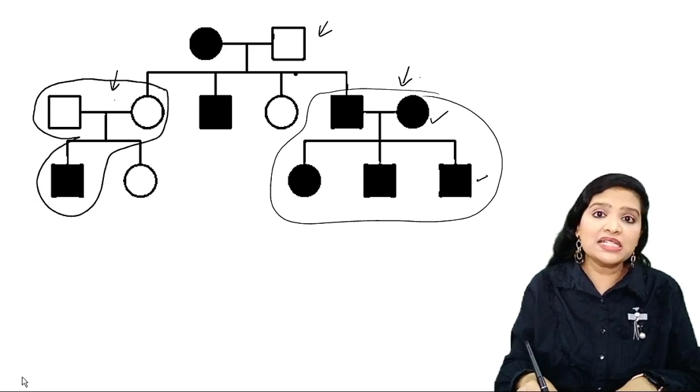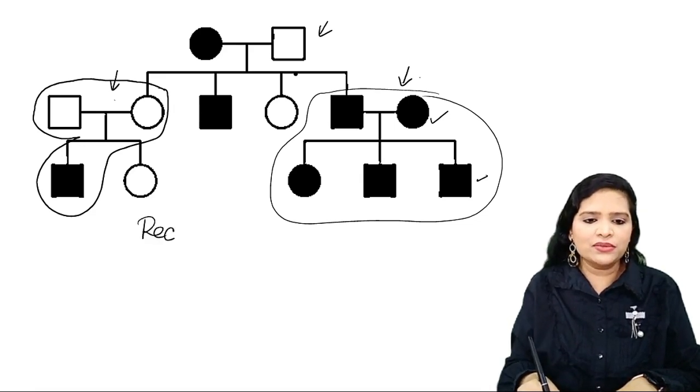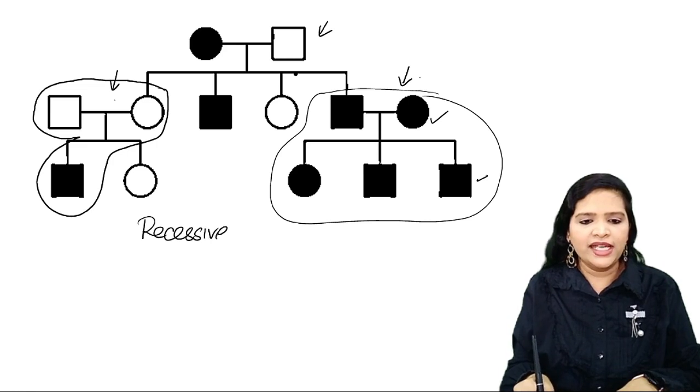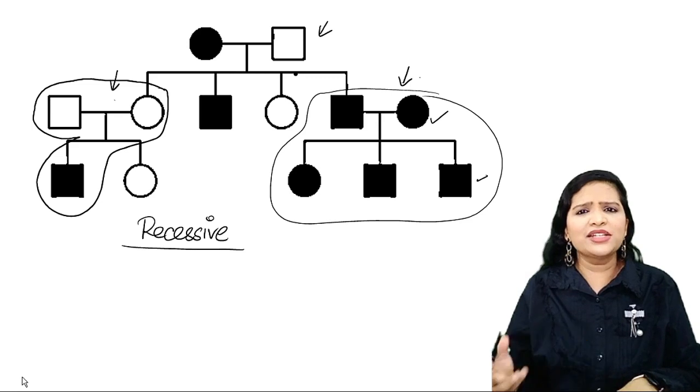So what type is this? If the parents are unaffected and the child is affected, that is recessive, right? Recessive type of inheritance. There is one clue. Then, what recessive? X-linked or autosomal?